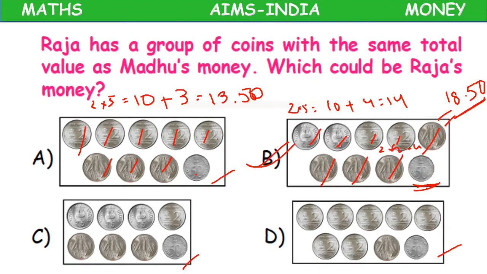Understood, children, how to solve this one? We have to count the value of the coins present here, and the coins which match the value of 18 rupees 50 paise is our correct option. That is option B here.